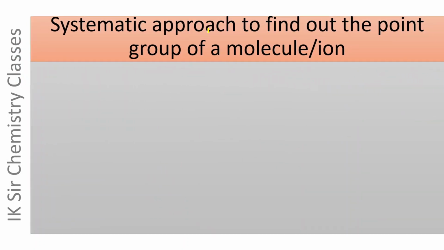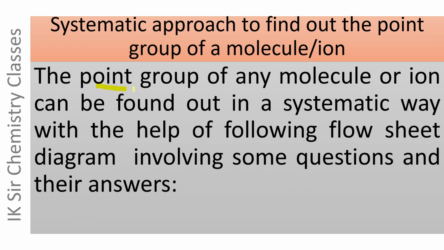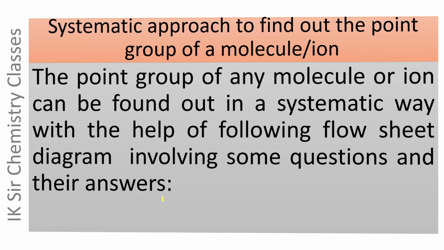Systematic approach to find out the point group of a molecule or ion. The point group of a molecule or ion can be determined in a systematic way with the help of following flow sheet diagram involving some questions and their answers. Let us see it.